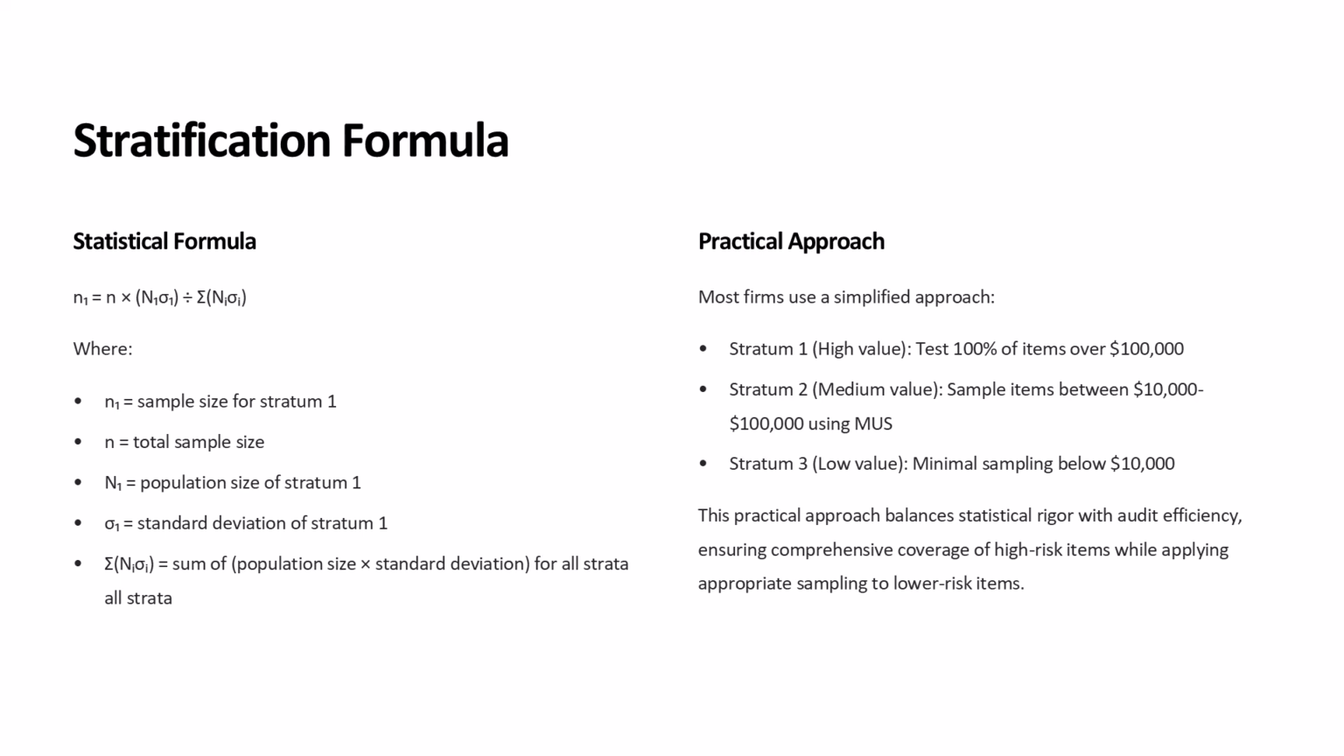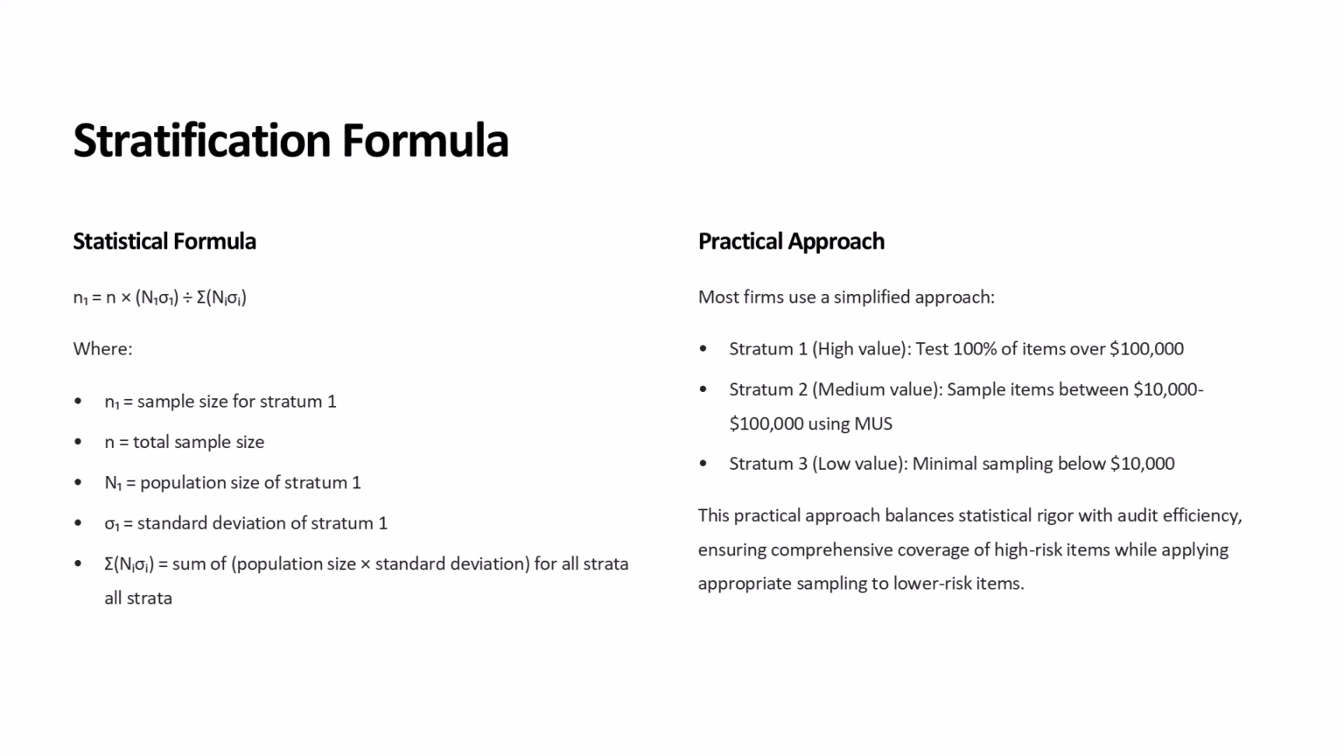Stratum 1, high value. Test 100% of items over $100,000. These items are so significant that we test all of them. The risk is too high to sample. Stratum 2, medium value. Sample items between $10,000 and $100,000. These items are important, but numerous enough that sampling is efficient. We typically apply MUS within this stratum. Stratum 3, low value. Minimal sampling below $10,000.